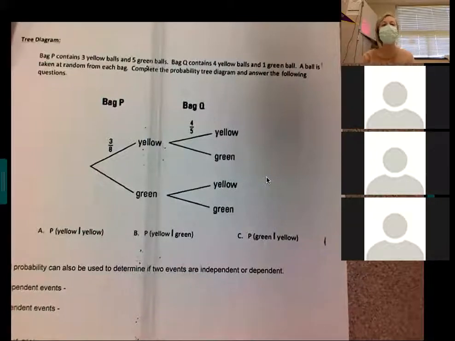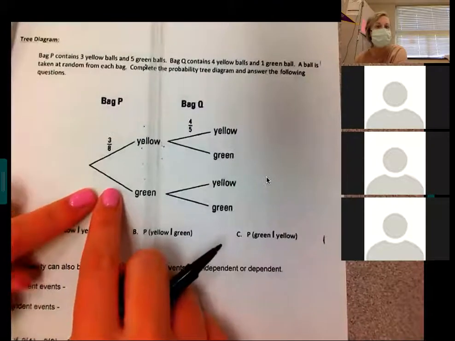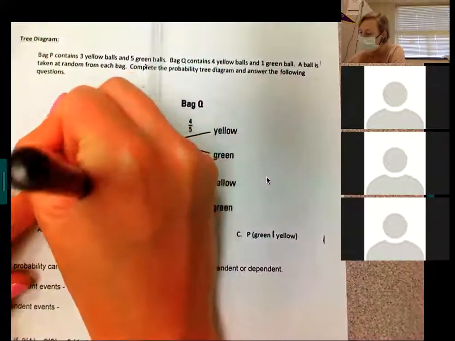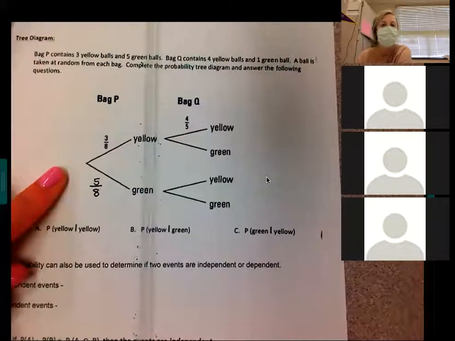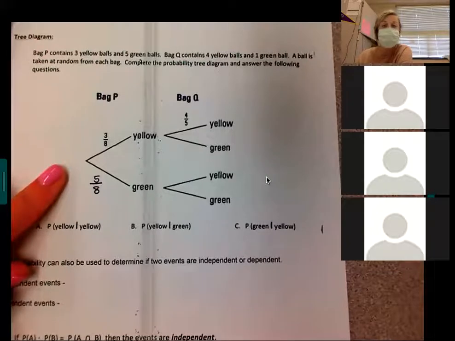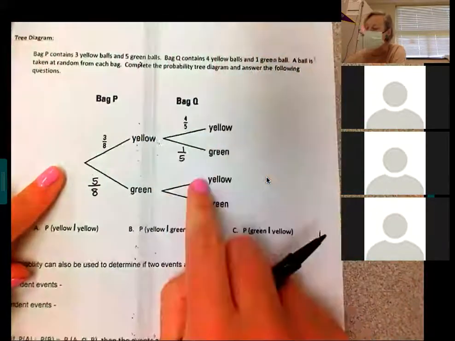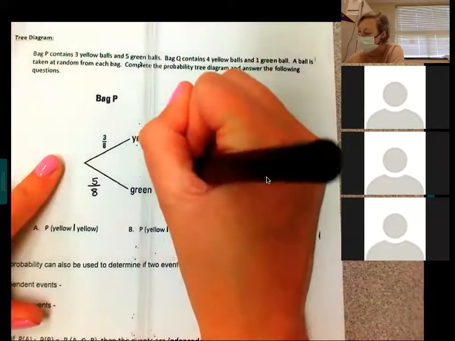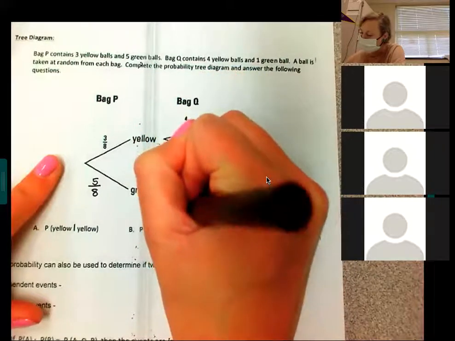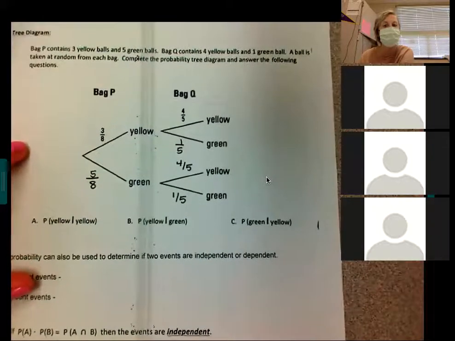So bag P contains 3 yellow balls and 5 green balls. So everybody look, how many are green? What did it just say? 5 out of 8, very good. Bag Q contains 4 yellow and 1 green. So this should be 1/5. Now this is where some of y'all messed up on the classwork. This is still bag Q, so it's still going to be 4/5 and 1/5. We talked about that a little bit yesterday when we did our trees.